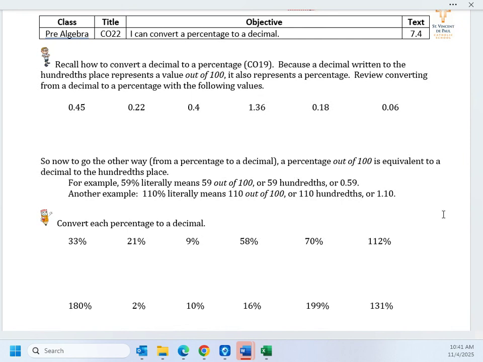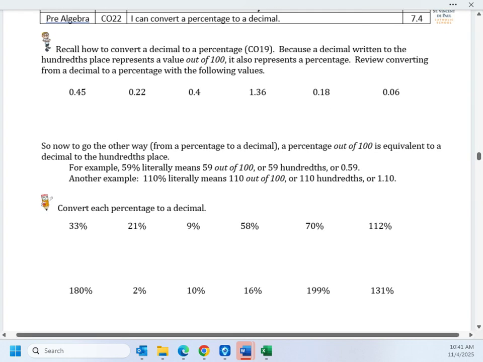So today we are converting a percentage to a decimal. Recall how to convert a decimal to a percentage from CO19. Because a decimal written to the hundredths place represents a value out of 100, it also represents a percentage. Review converting from a decimal to a percentage with the following values.